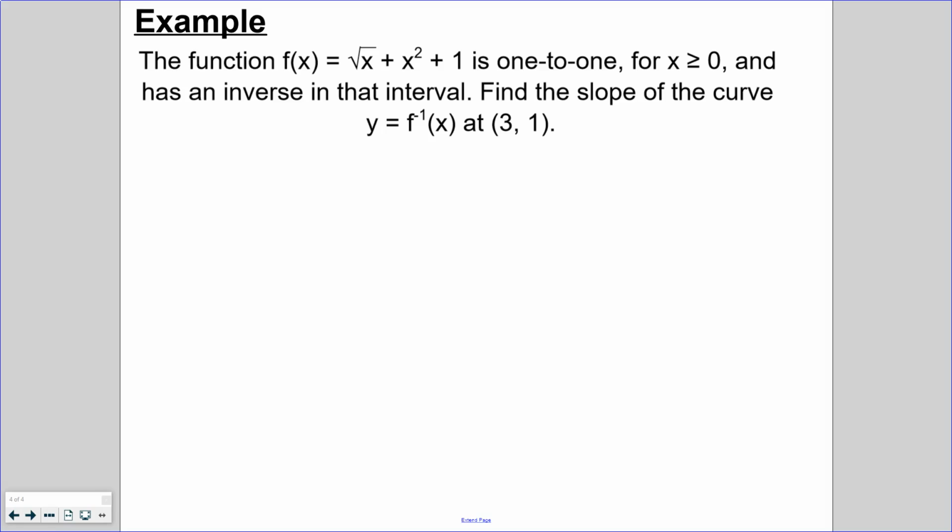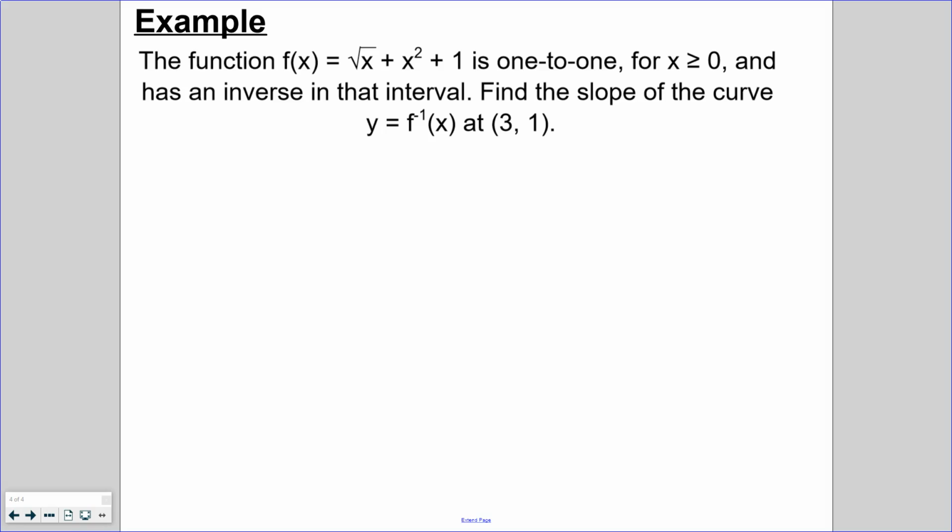And finally, a word problem. Uh-oh. So the function f of x is equal to the square root of x plus x squared plus 1 is 1-to-1 for all x greater than or equal to 0 and has an inverse in that interval. Find the slope of the curve y equals f inverse of x at (3, 1). Now, fortunately, this has all the information we need. It's just told to us in a very different way than we're used to seeing.